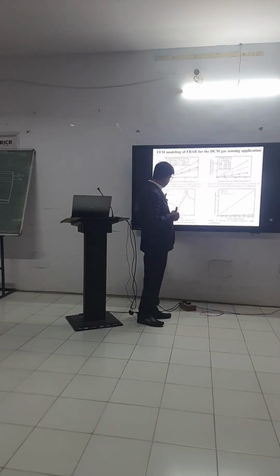So here you can see the performance for DCM is better. In the case of chloromethane or methyl oxidane, there is no change in frequency, because see, this reference is without any gas. So whatever, if you have CM or methyl oxidane, there is no change in frequency. But in the case of DCM, you have a change in frequency. So it is selective to DCM only.